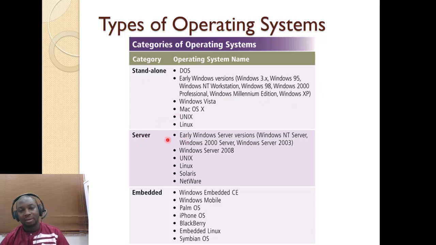Then we have server. If you want your machine to act as a server for your company, these are the different operating systems you can deploy on it. Then embedded ones, so much found in our mobile devices, smartphones. You can see even Windows for mobile. So all these are the three different categories of operating system.